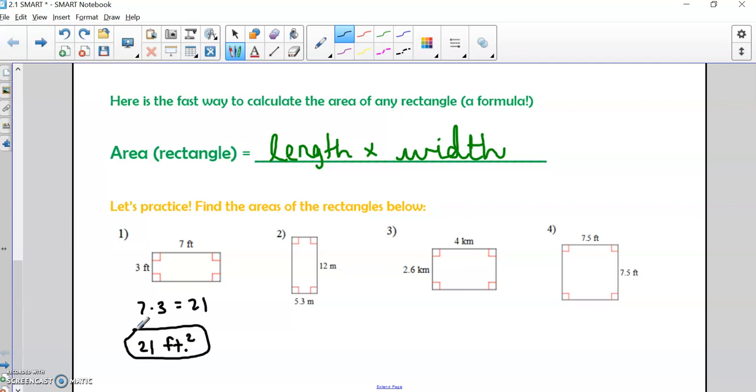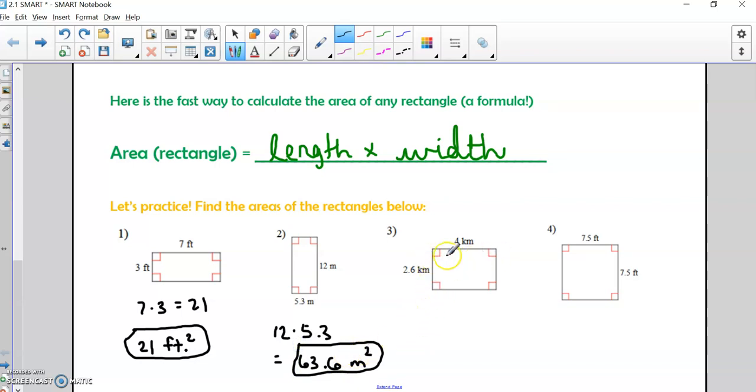For the next one, we have 12 and 5.3 as the length and width. We just do 12 times 5.3, and that gives us 63.6. You're welcome to use your calculator for funky numbers or any numbers. Oh, I'm starting to write feet. It's actually meters. So I'm going to remember to do my squared units. If you do not put that squared there, it's no longer an area. It's just a length, and that's not what we want.